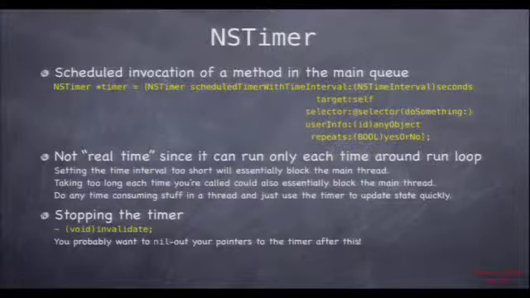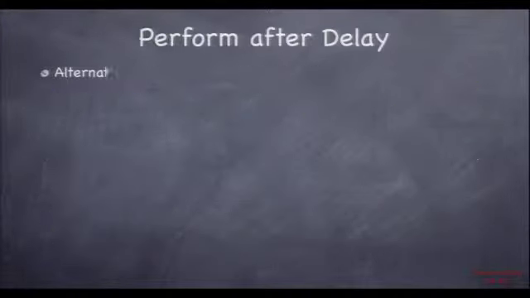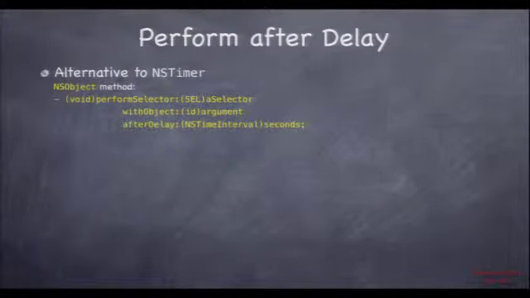Once you call scheduledTimerWithTimeInterval, iOS is going to have a strong pointer to that timer while it's running. But once you stop it running by invalidate, it's not going to have a strong pointer anymore. So if you have a weak pointer, your pointer will get nilled out, which is kind of convenient. All right, so performSelector after delay.